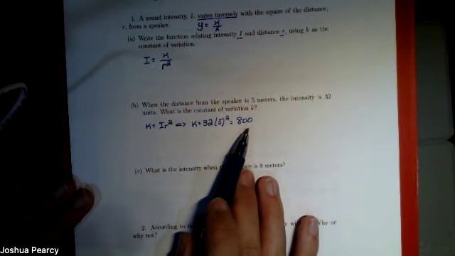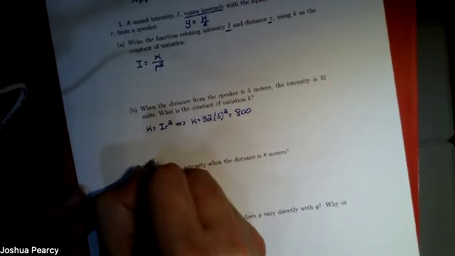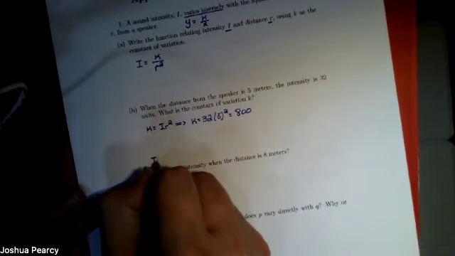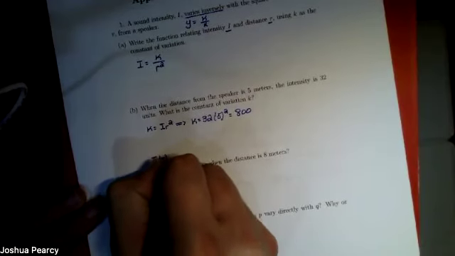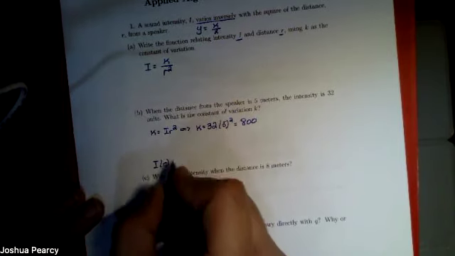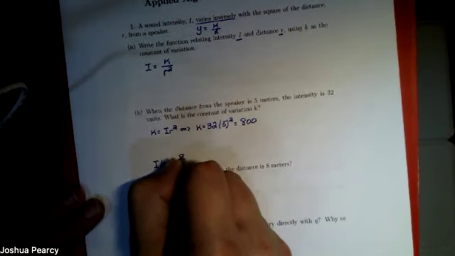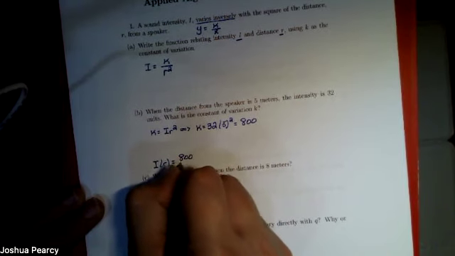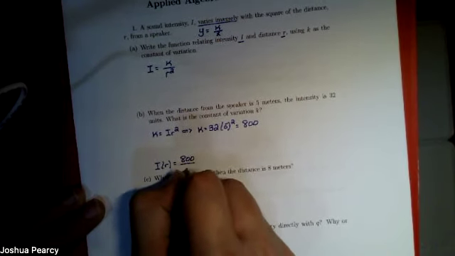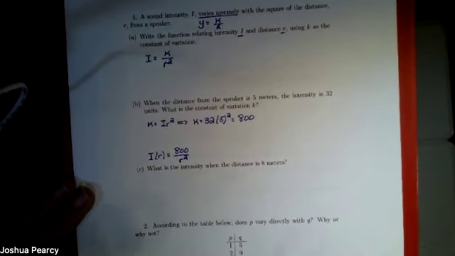So now we know what our constant of variation k is. It's 800. So if we wanted to rewrite what this equation back up here is, then we could say something like this, that I of r, right? Because here we know what k is now. This is just going to be a function of r. So I of r is going to be 800 divided by r squared. And we're going to use this formula here in part C.